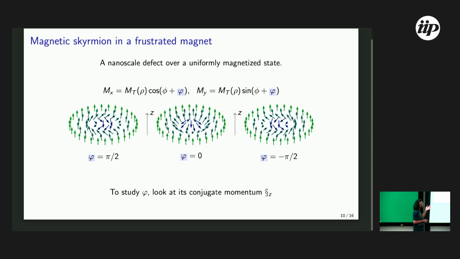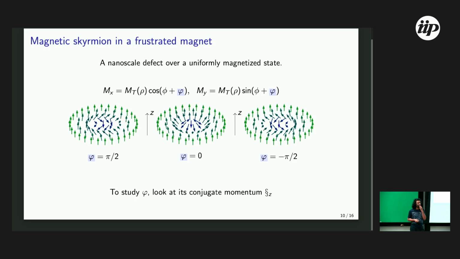Typically, the general rule of thumb is that you need some kind of a length scale for these kinds of textures to be stable, and frustration provides you with this length scale because the nearest neighbor and next nearest neighbors are competing, and that gives you a particular length scale.